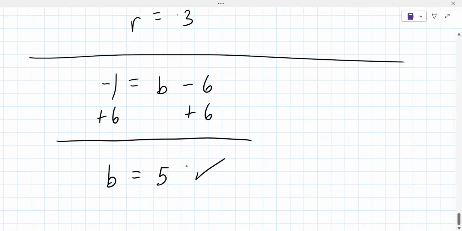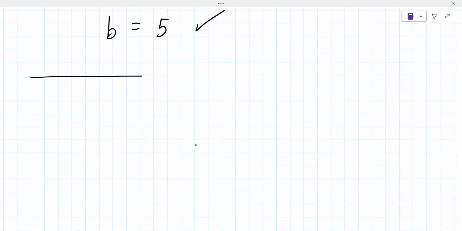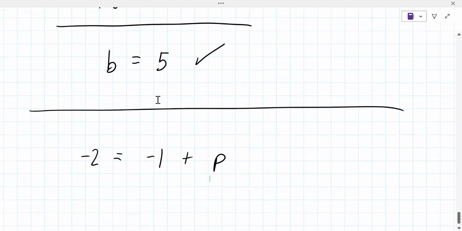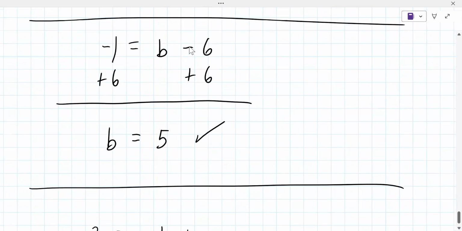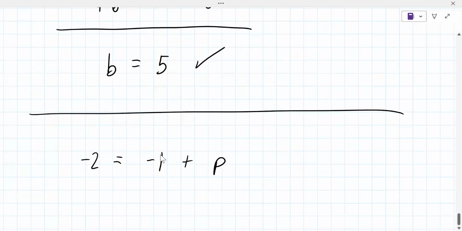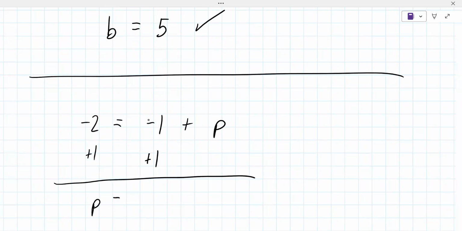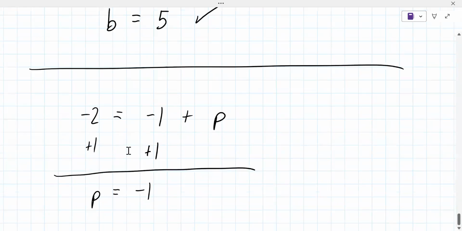Okay. So hopefully you're getting a feel for this. The other type of example you might see is, let's say it's -2 equals -1 plus P. So sometimes it is subtracting, but it's a negative number. Sometimes the number is kind of sticking out like this, and you still undo it with addition. It has nothing to do with the positive. It's the fact that it's negative. You're adding 1 to both sides. What does P equal? -1. Good.